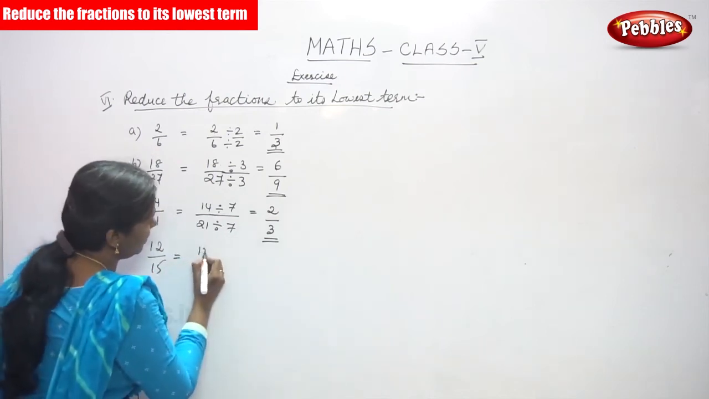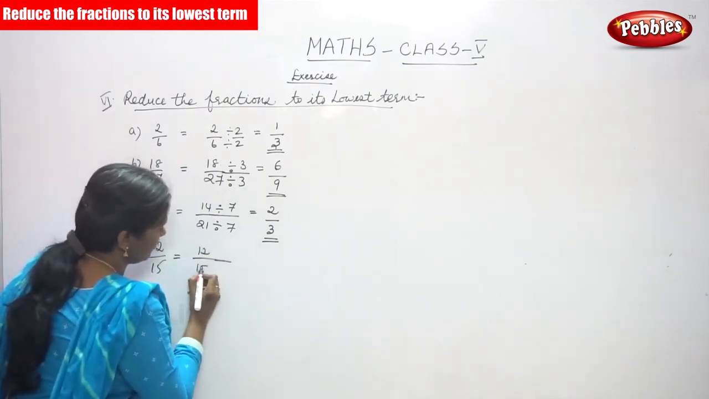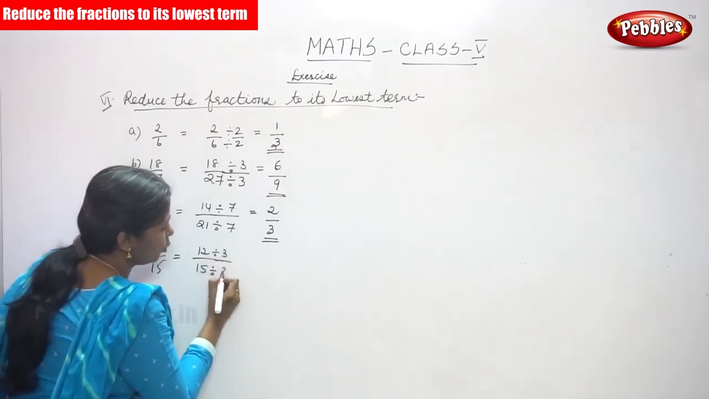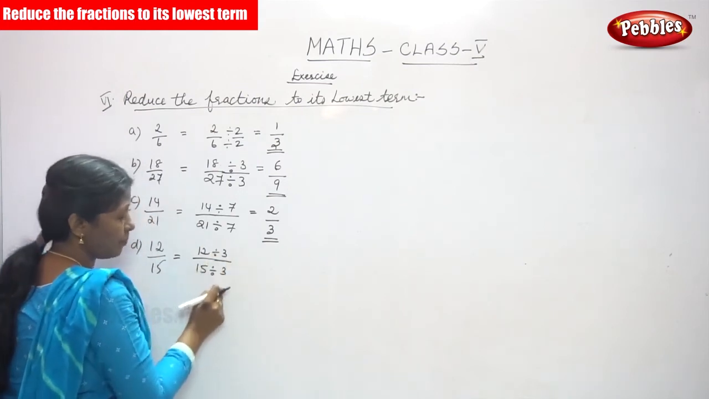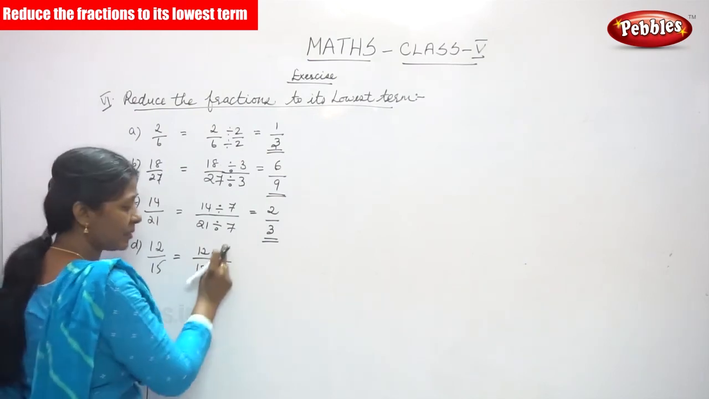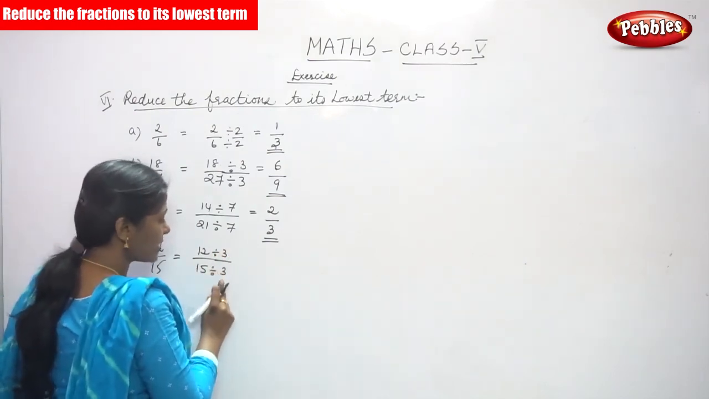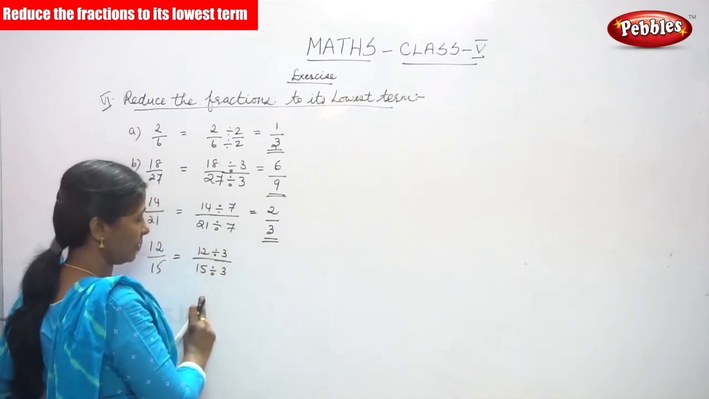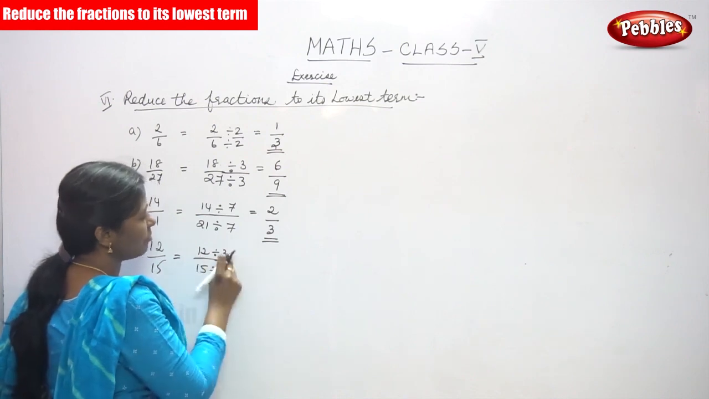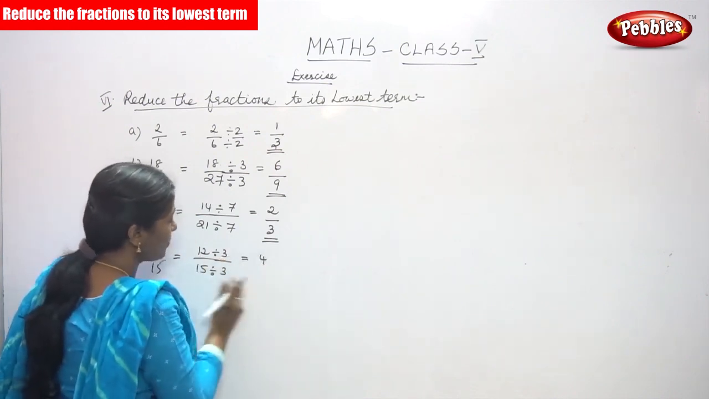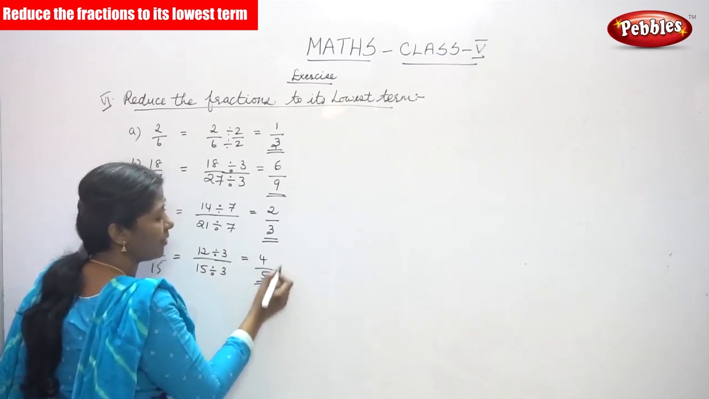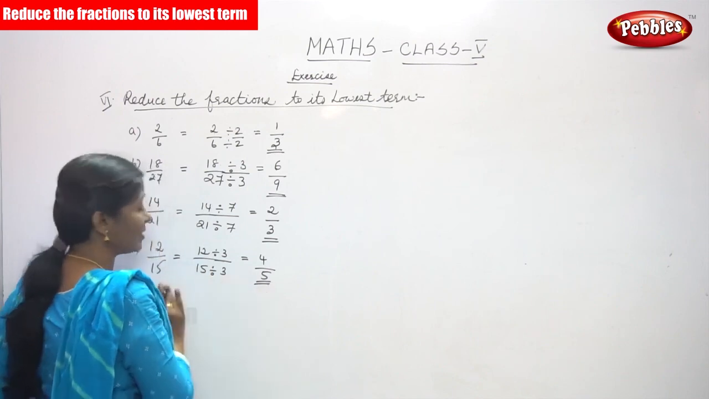Next is 12 divided by 15. I am going to take 3 as a common factor. I have told you the common factor is the same for both. What is the common factor I am taking? 3 is the common factor. So 3 divides both the numerator and the denominator. The numerator is 12 and the denominator is 15. 12 divided by 3, I am getting 4. 15 divided by 3, I am getting what? 5. The answer is 4 by 5. This is the lowest term of this question.